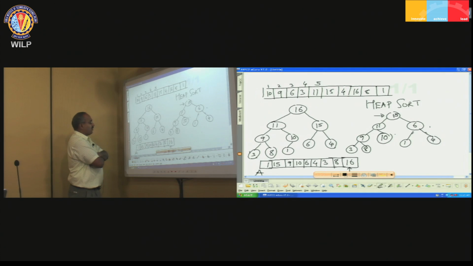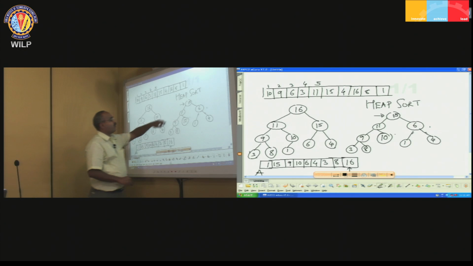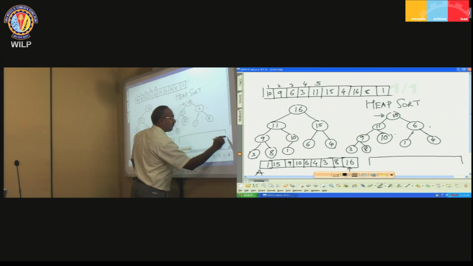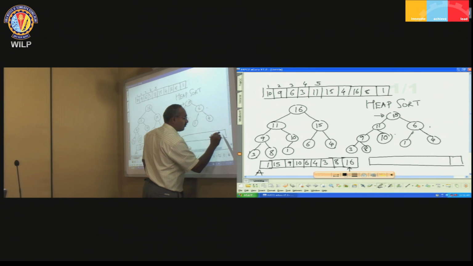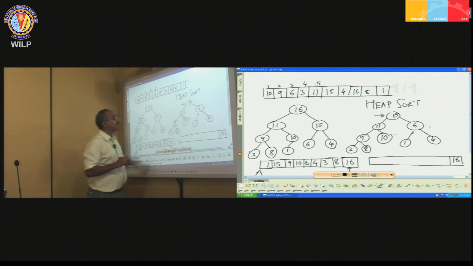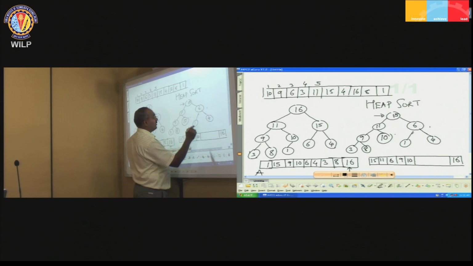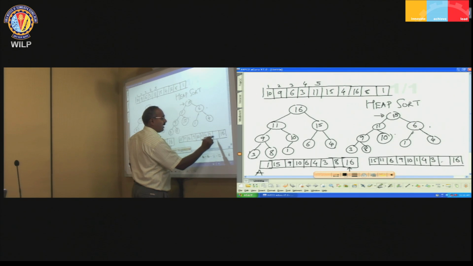Now, again you keep on doing this. If I look at the new array, 16 is out of consideration, which is in the right position. Now, look at this tree. This will be 15, followed by 11, 6, 9, 10, then 1, 4, 3 and 8.